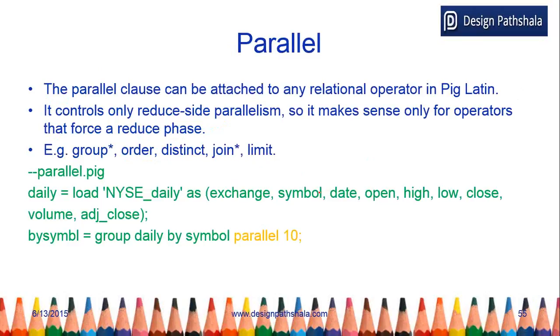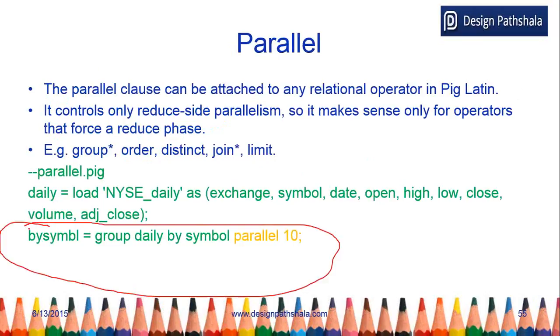So parallel is similar to your number of reducers. So here I am saying the number of reducers which will be used for this program is 10. If I say group daily by symbol parallel 10, this will ensure that 10 reducers will be used for this operation. Now if I look at some job and I can see that this job is slow, and most of the time is taken by the reducer part, I can think that increasing the number of reducers might reduce my job time.